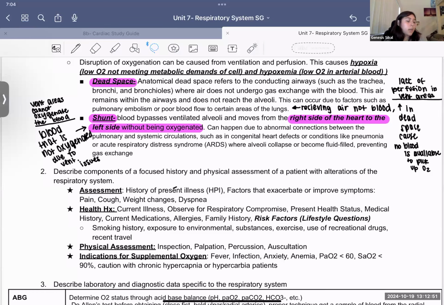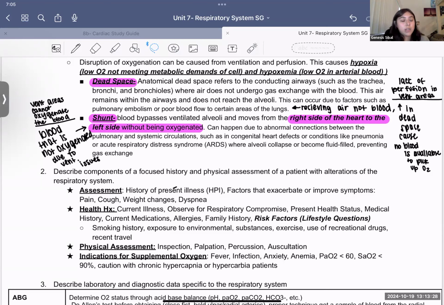those sites. So then with the shunt, it's technically the opposite. So the blood bypasses ventilated alveoli. So it goes from the right side of the heart to the left side without being properly oxygenated. This happens in cases like ARDS, acute respiratory distress syndrome, which again you'll talk about in fourth, or if the alveoli are collapsing, or if they're filled with fluid. So this prevents gas exchange. So basically, you have those ventilated areas, but the blood cannot be oxygenated. So the blood is not oxygenated due to ventilation issues.